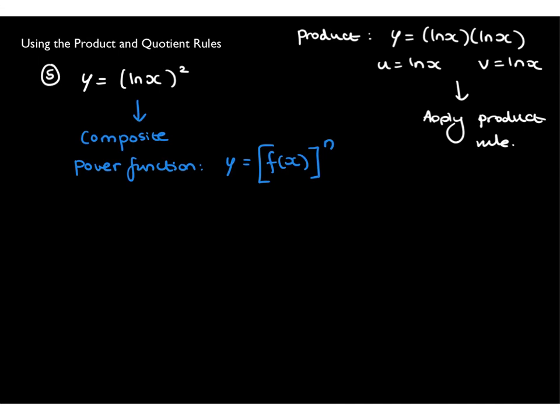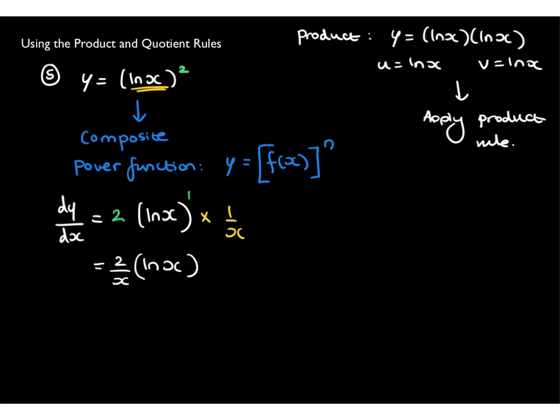Now, what does the quick chain rule tell us to do? Well, let's take a look. The quick chain rule would tell us to multiply by this power. It would then tell us to reduce the power by 1. So that would, of course, become a power of 1, which is just the function itself. And then multiply by the derivative of the inner function. So multiply by 1 over x. So we end up with 2 over x multiplied by ln of x.